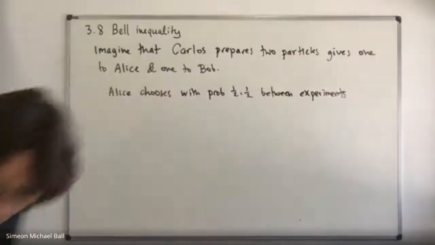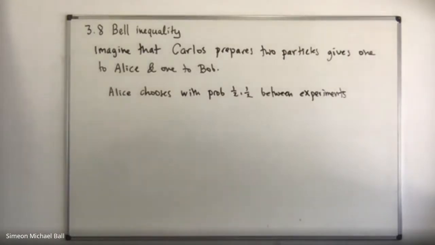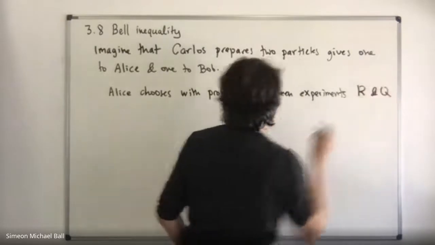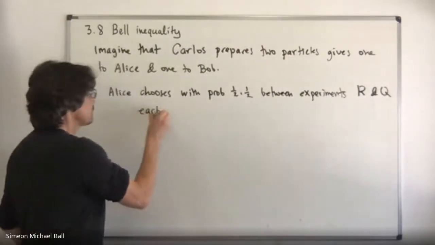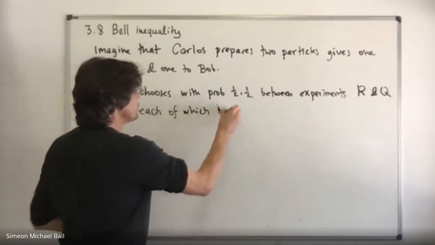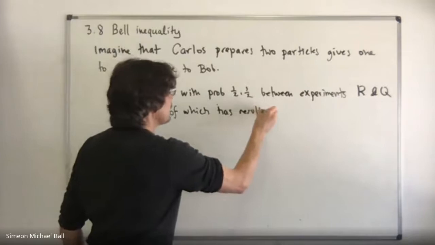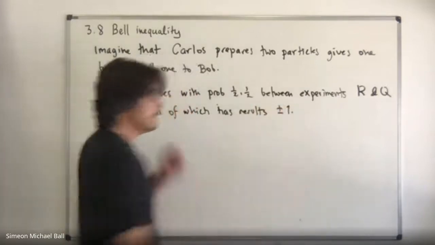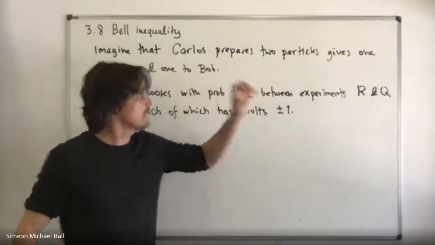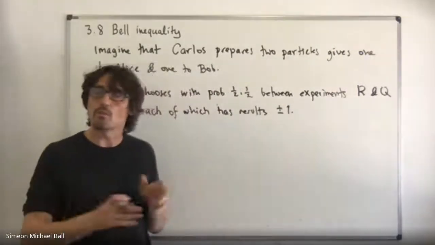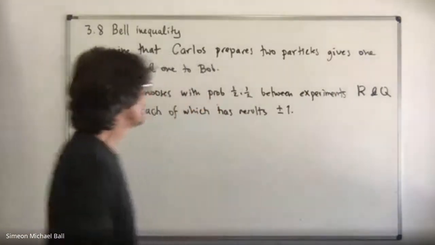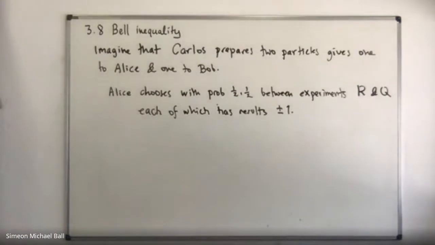Let me use the same letters as I used here, otherwise I'll get lost later. R and Q, each of which has results plus or minus 1. So she chooses with 50% probability: I'm either going to do experiment R, which is going to give me a result plus or minus 1, or I'm going to do experiment Q, and that will also give me a result plus or minus 1.